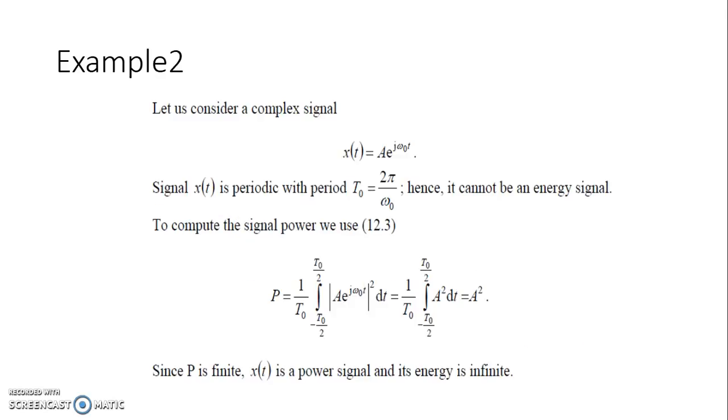The signal power P is equal to 0. In the second example, let us consider the complex signal x(t) equal to A e^(jω₀t). The signal x(t) is periodic with period T₀, so it cannot be an energy signal. To compute the signal power, we use the power equation. The power is equal to A². So P is finite, x(t) is a power signal, and its energy is infinite.